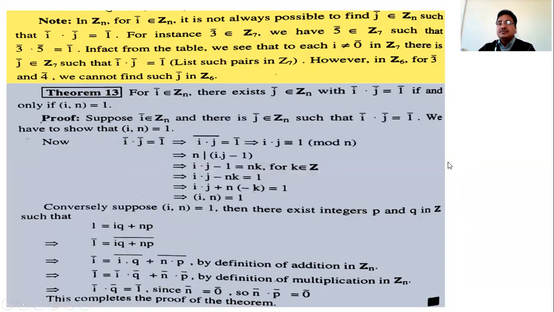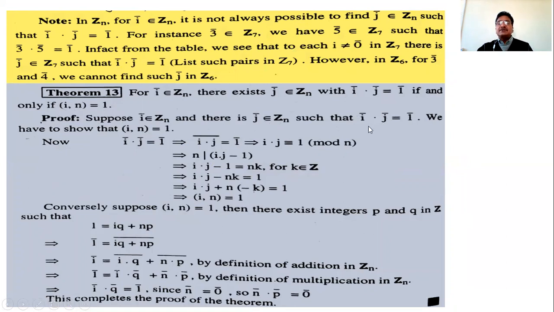In the second part, assume Q and prove P. So here is what is assumed. Suppose for I bar in Zn, there exists J bar in Zn such that I bar into J bar is 1 bar. This is our assumption. And what do I have to show? We have to show the greatest common divisor of I and n is 1. This is part 1.